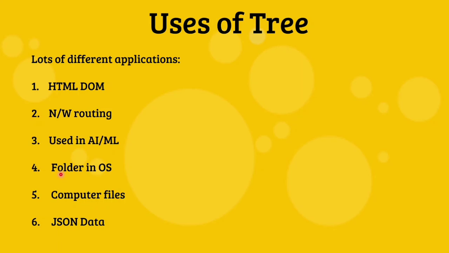Then we have folders in the operating system. There also we are able to see trees. Computer files: there we see one file connected to a second file, inside that some other, and so many things. So all these things are using trees. Then we have JSON data, which is the best example of a tree. With this, some of our theoretical concepts of the tree are clear.